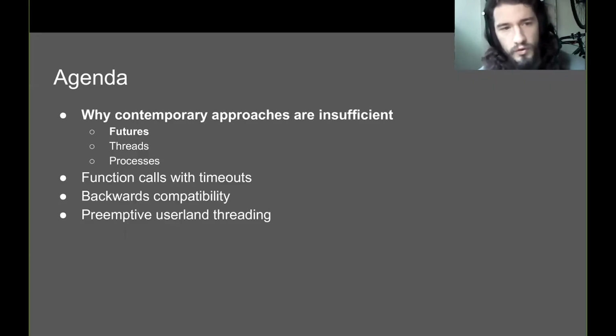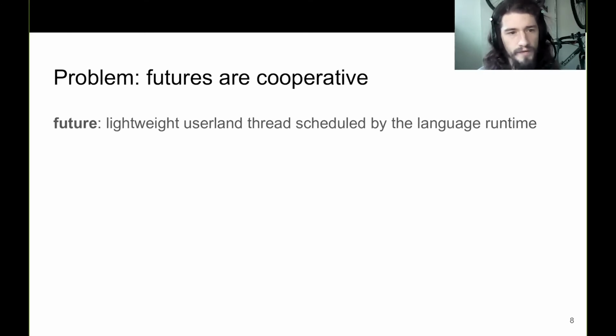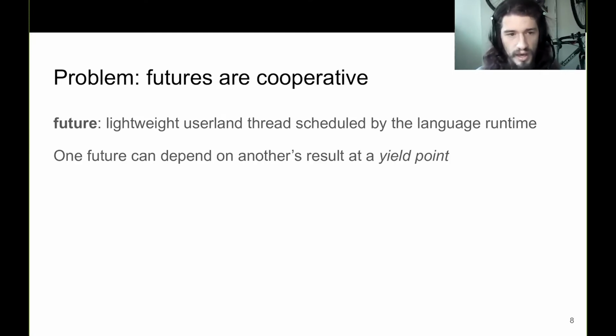Let's take a look at futures, an abstraction that has appeared in a number of modern languages. They're cooperative and usually implemented by creating lightweight userland threads and scheduling them with a language runtime. And one future can depend on another's result. When that happens, the compiler inserts a yield point so that if the dependency has not finished, the dependent future will yield.